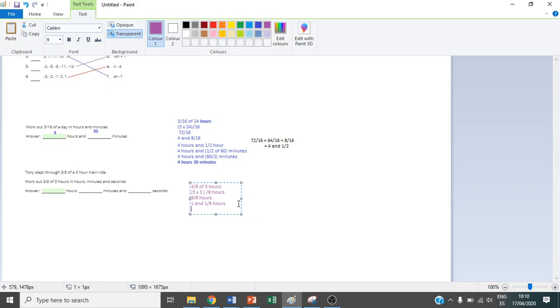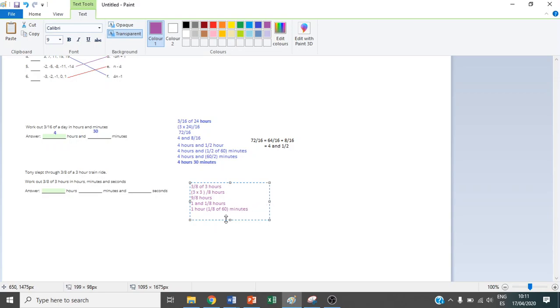That means that it's 1 full hour, because I've been talking about hours this whole time. That's 1 hour. And I need to work out what 1/8 of an hour is in minutes. 1 hour is 60 minutes, so 1/8 of an hour is 1/8 of 60 minutes. And I'll keep working that way. I've got part of my answer now.